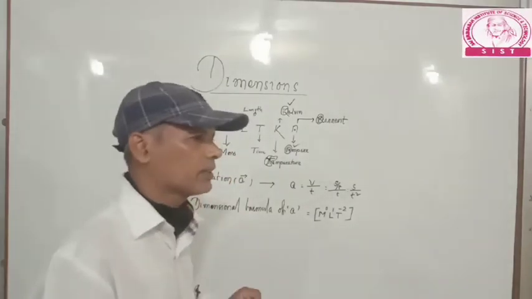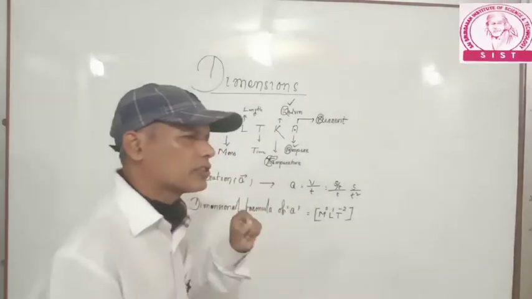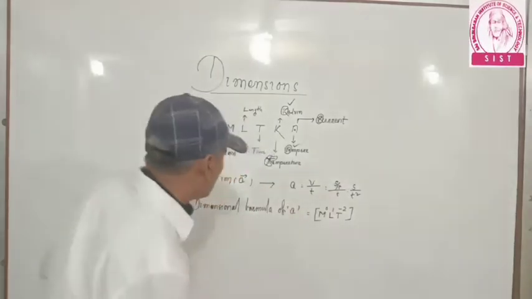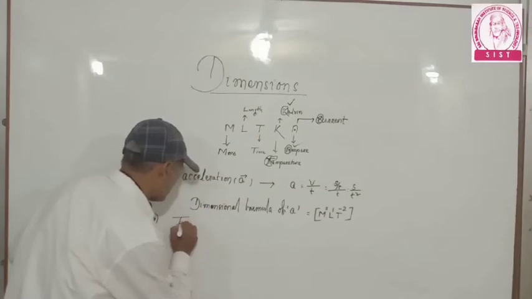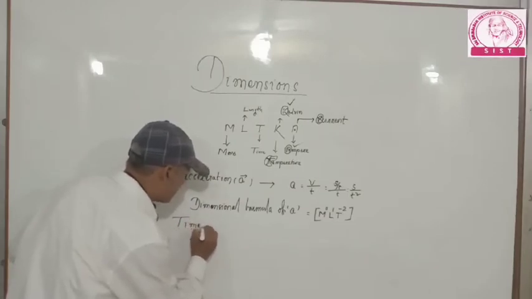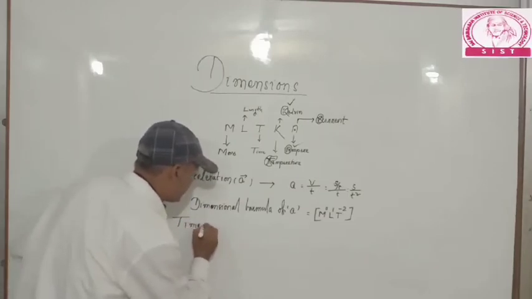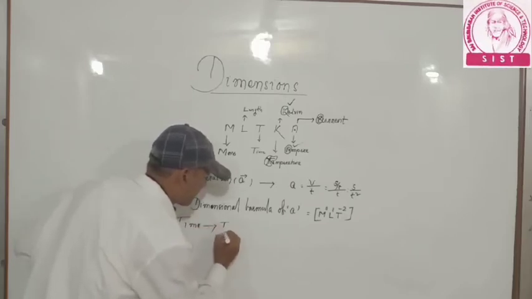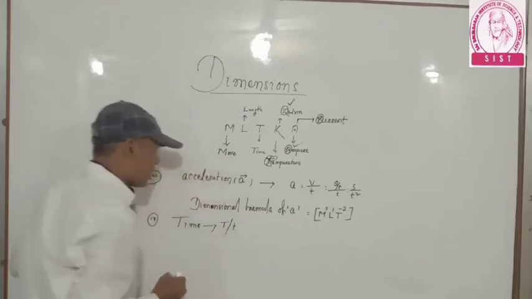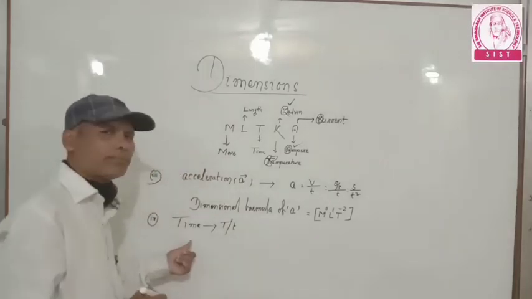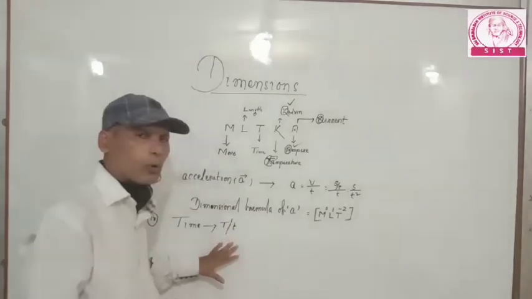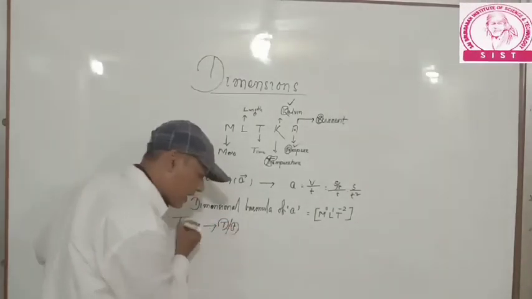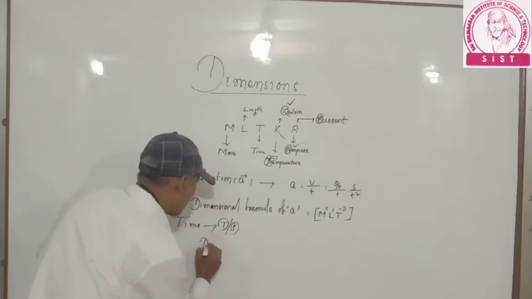If it is being asked, what is the dimensional formula of time? Let's say time. Time is a fundamental quantity. Generally it is represented in capital letter T, also in small letter t. Whatever may be the case, time is a fundamental quantity. No equation it holds. You can represent it in capital letter T or in small letter t. What is the dimensional formula of T?